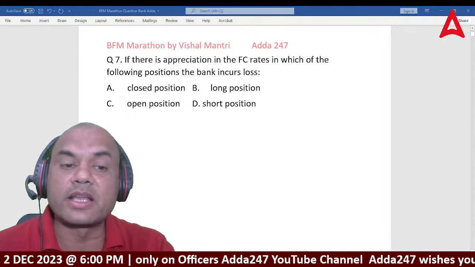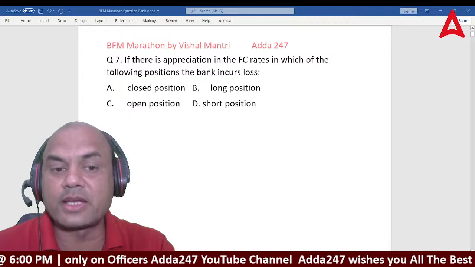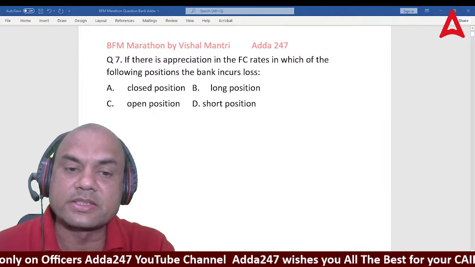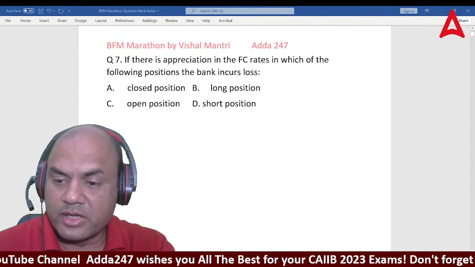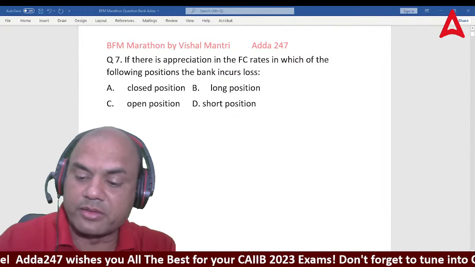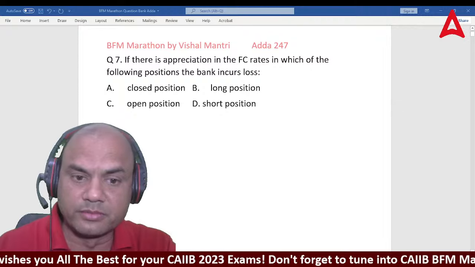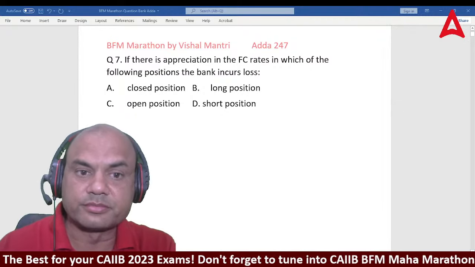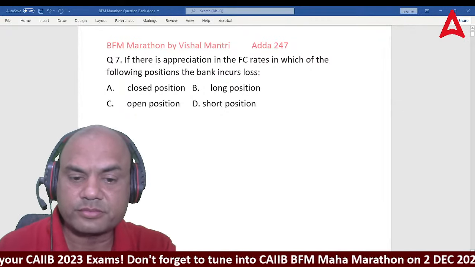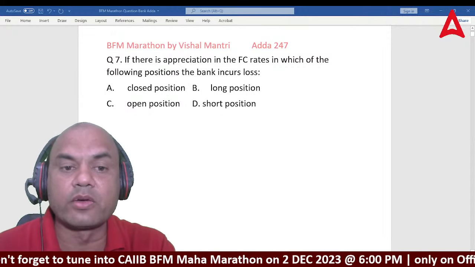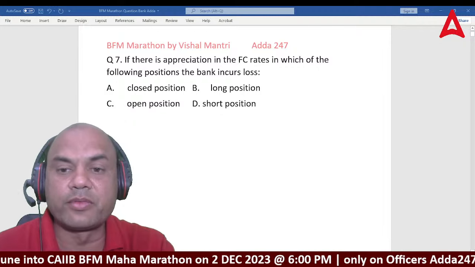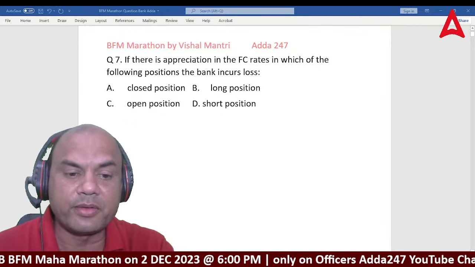The currency is going up. Okay. If there is an appreciation in the foreign currency rates, so when will the bank incur the loss? Think over it. This is a bit tricky one. Everyone think over it. I'll just give you one or 2 minutes for thinking. Okay.